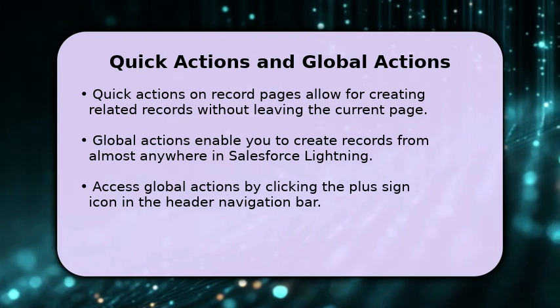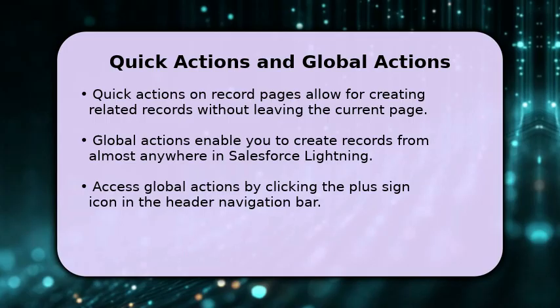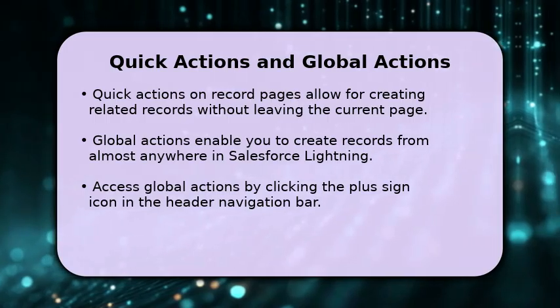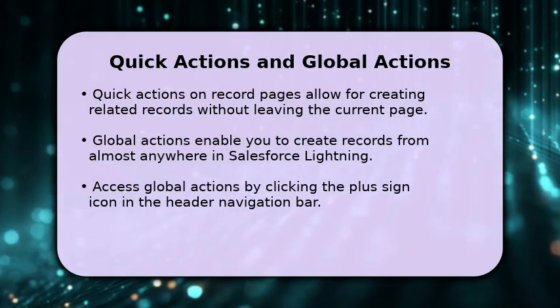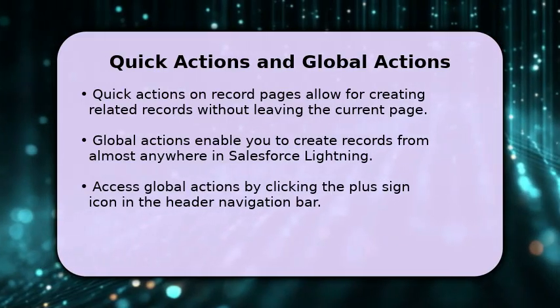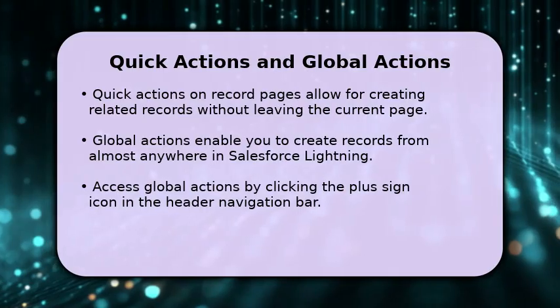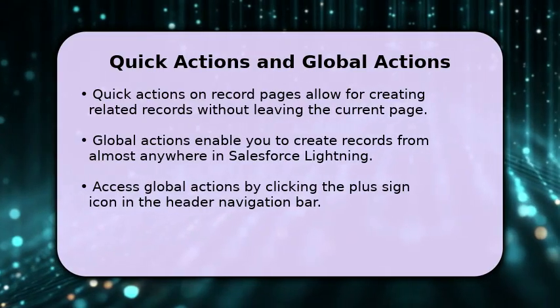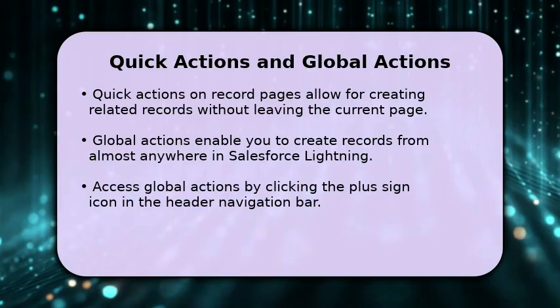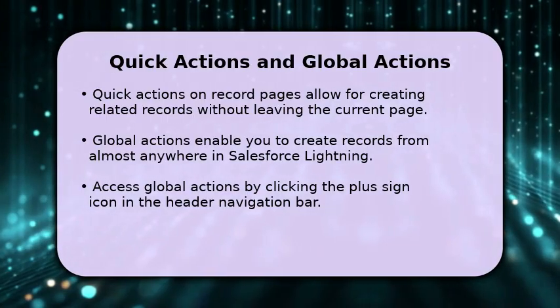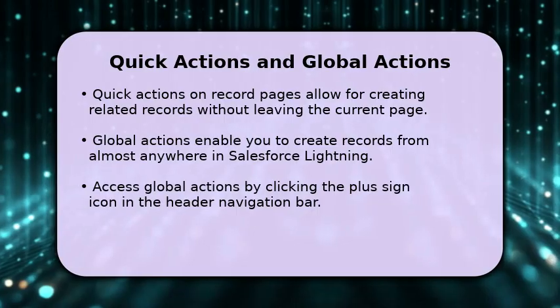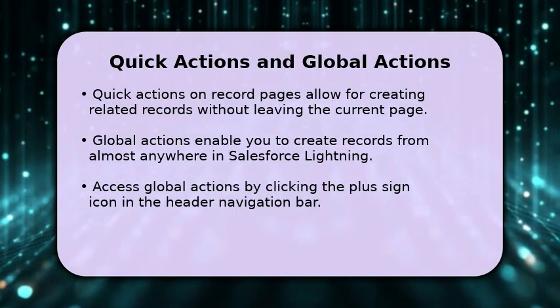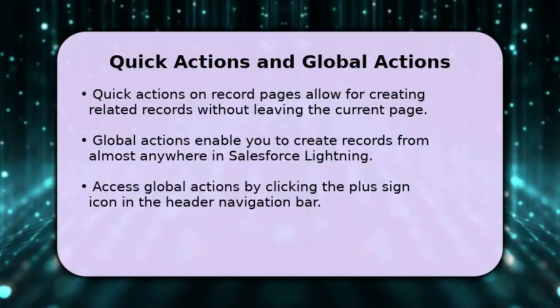Beyond the New button, Salesforce offers even more efficient ways to create records. Quick actions, found on individual record pages, let you swiftly create related records, like a new contact directly from an account. For creating records from virtually any screen, global actions are incredibly useful. Just look for the plus sign icon in the top navigation bar. Clicking it reveals a menu of global actions, allowing you to create common records like leads or tasks with just a few clicks.